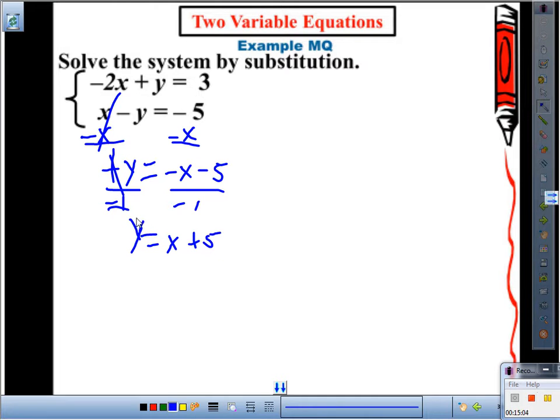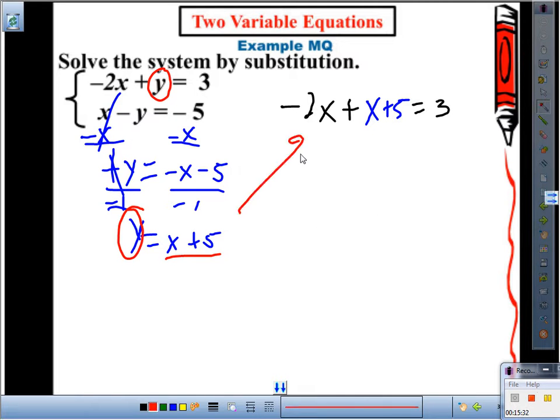All right, so Roberto started with the second equation. But does it really matter? No. So now, step 2, we need to substitute this y value into the other one. So here instead of y, what do I write? x plus 5. So let's see if it works. -2x plus, now I write x plus 5, and all that equal to 3. All right? So I did a substitution there.